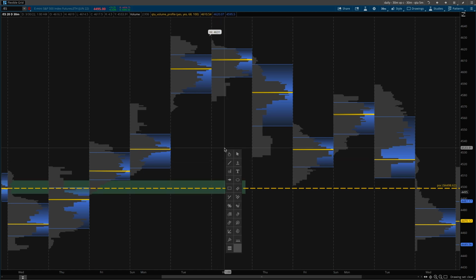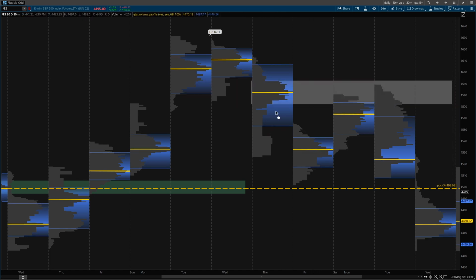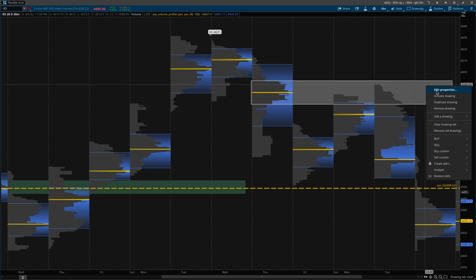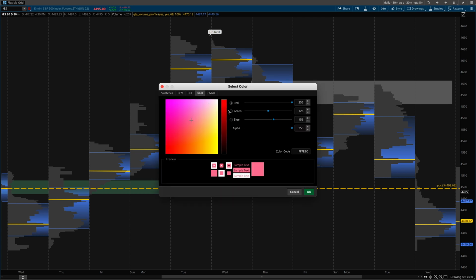So if we were to draw a rectangle over this zone, starting from here, extend this out. And at this point, this would be a supply because you can see we gapped down. So it means if price was to come back to this level, we want to look for some sort of short trade, or a short setup, some sort of bearish position.